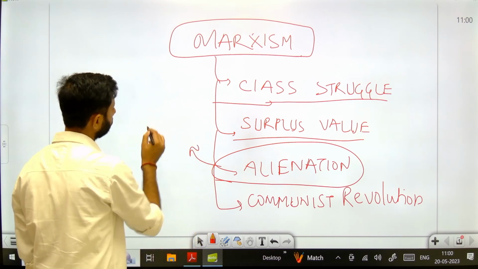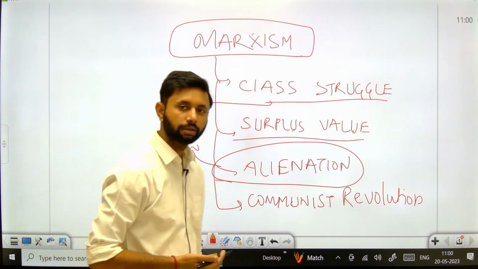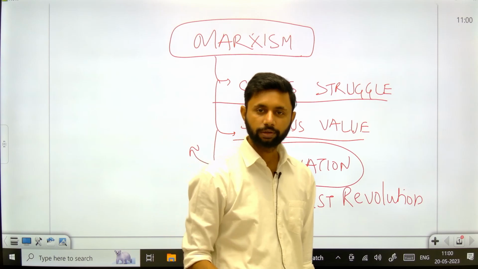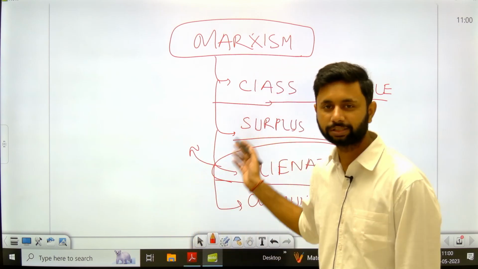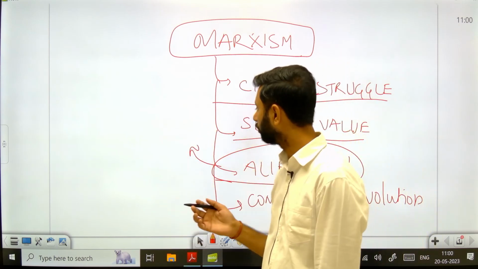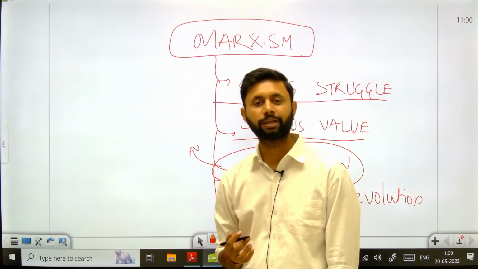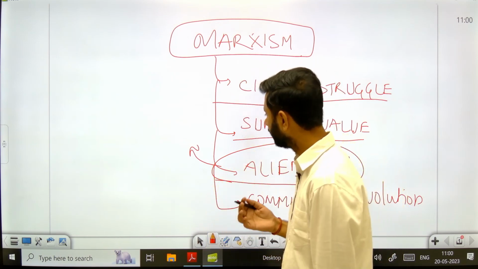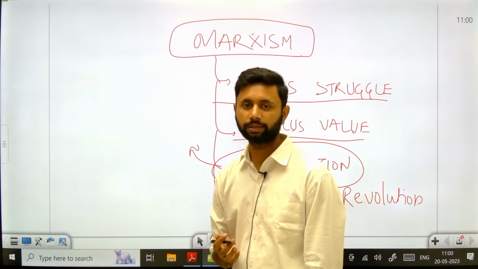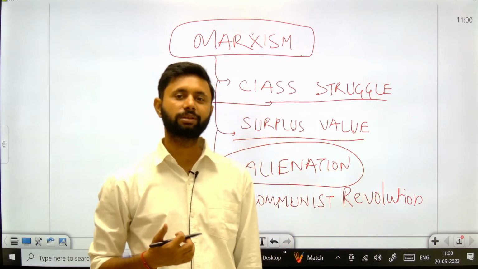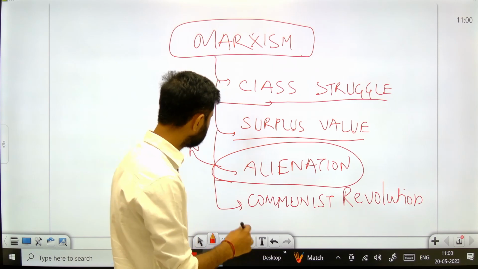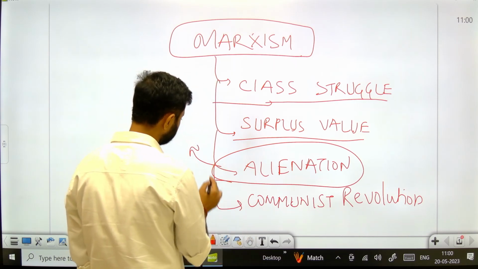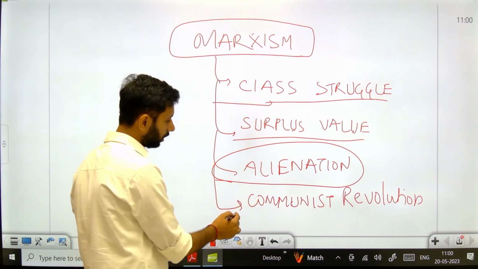Alienation also, because workers are not making what the workers want. Workers are making what the management wants. Workers are only making and only working in a style in which management wants. He doesn't have freedom with respect to anything, not even the work or even the methodology of the work. So workers are alienated.